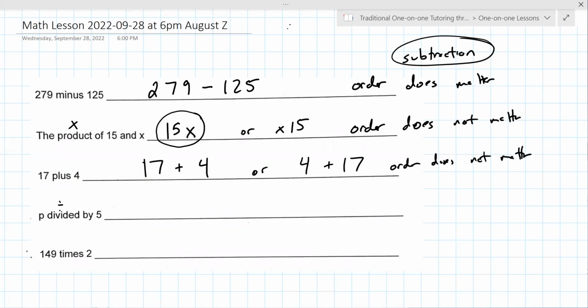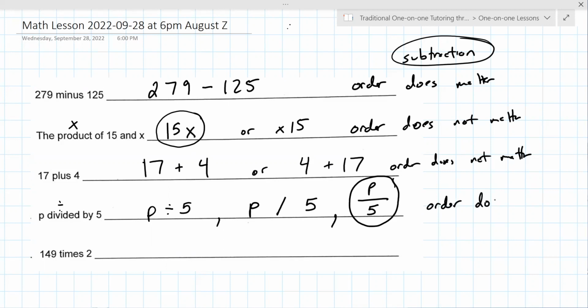So there's a couple of ways to write p divided by 5. You can write the letter, the division operator, and then 5. What I did for that problem was the p, then the line, then the 5. You could put p fraction bar 5. Yeah, that's the one I did. This is the one you're going to see most often as you move forward in math. And for this one, order does matter.